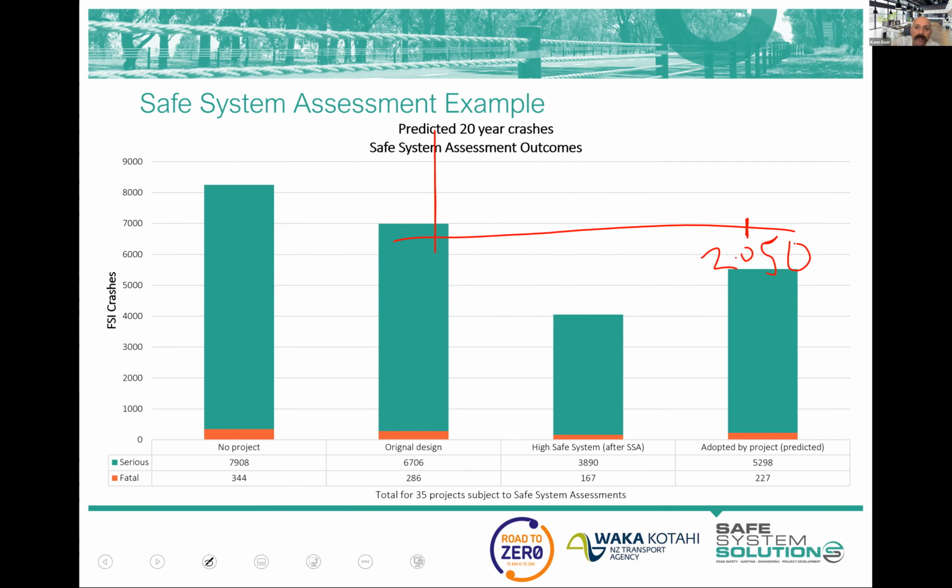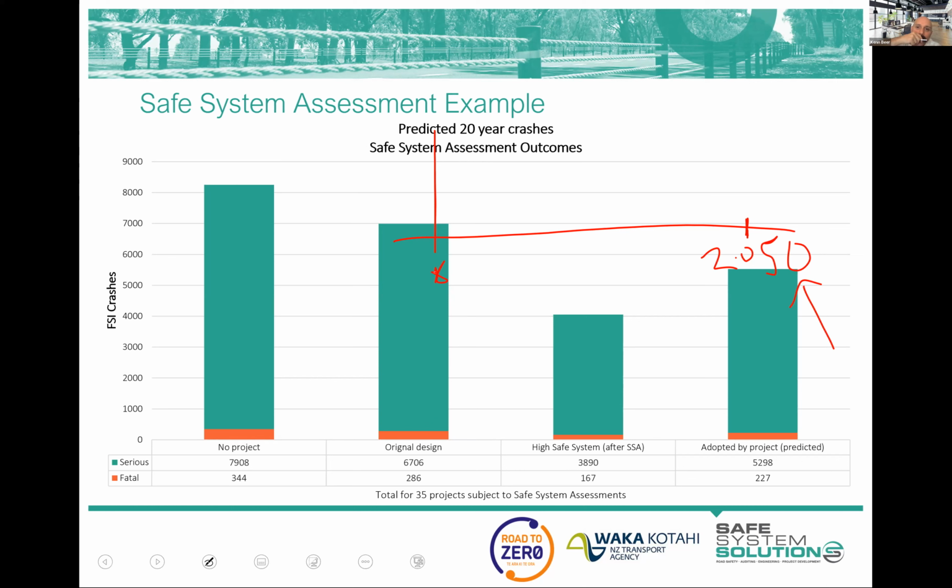2050, you've got zero death and serious injury. What does that look like? What does the system look like in 2050? What do the roads look like? What do the vehicles look like? What do the enforcement regimes look like? You need to really visualize this end state. What will it all look like? And then you go, okay, well, where are we now?